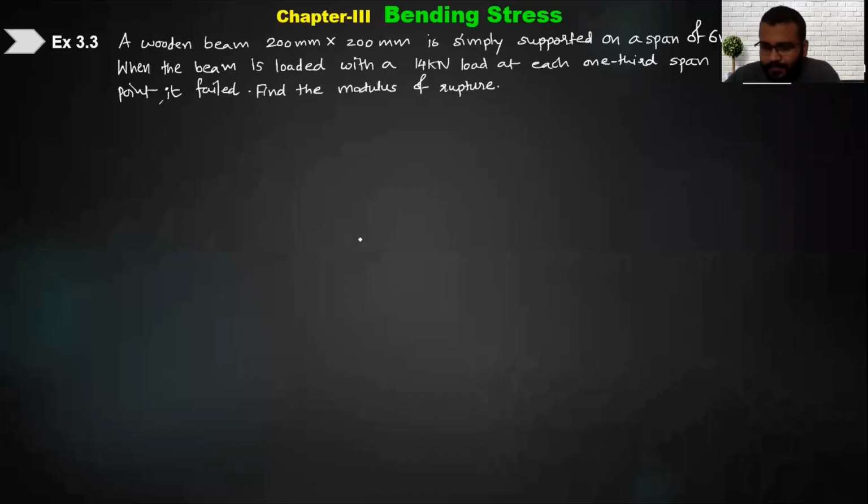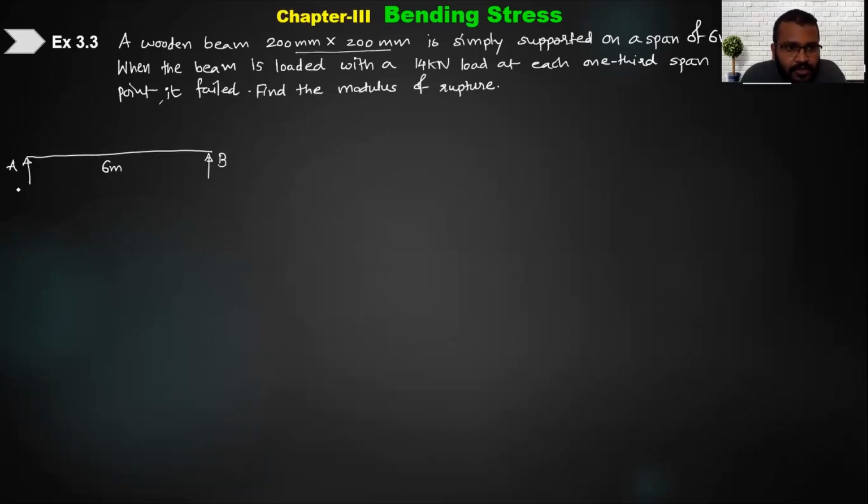there's a wooden beam of 200 cross 200 mm. It is simply supported on a span of 6 meter. ठीक है, एक wooden beam है 200 cross 200 मतलब क्या उसका cross section है. It is simply supported. So let me draw the beam. This is wooden beam AB. I am naming this as कितना मीटर का स्पैन है उसका 6 मीटर. Simply supported मतलब यहाँ पे एक रिएक्शन होगा और इधर एक रिएक्शन होगा.